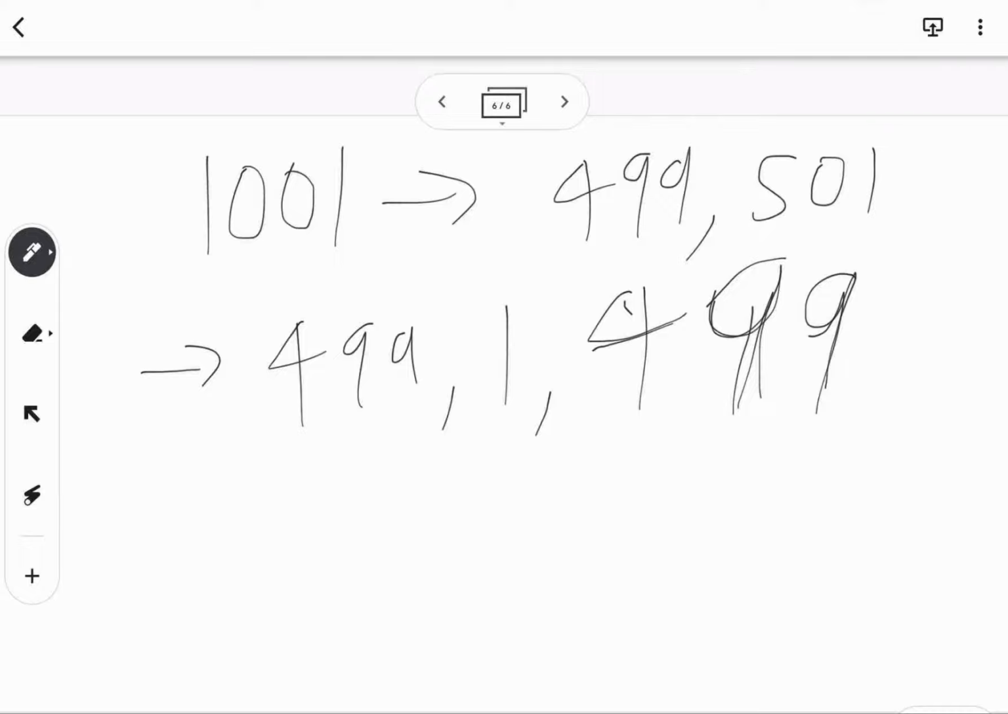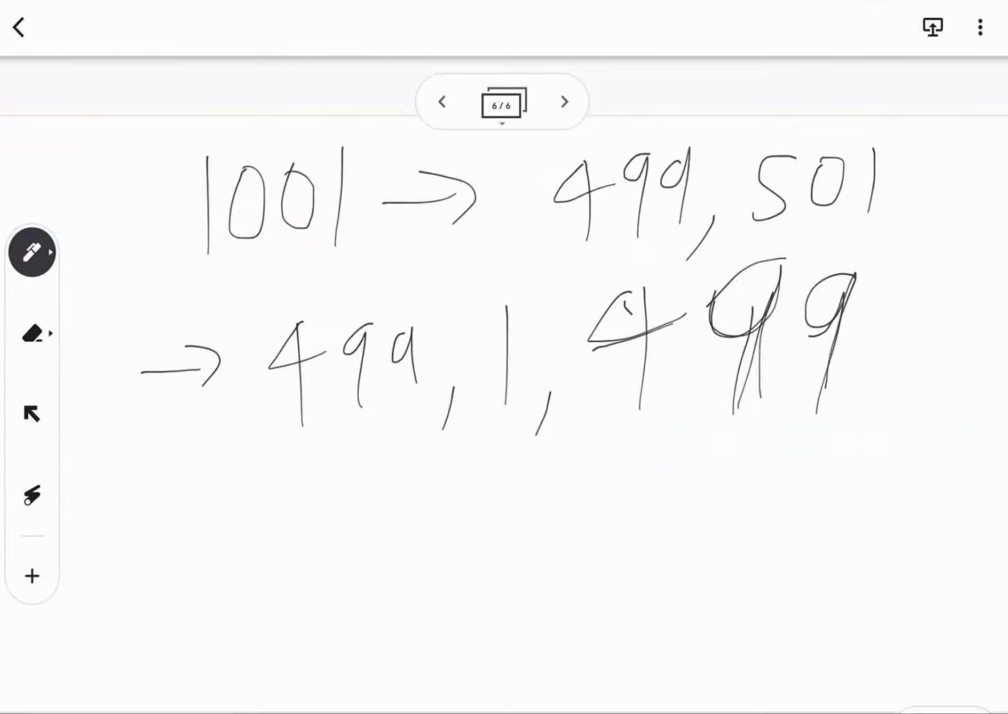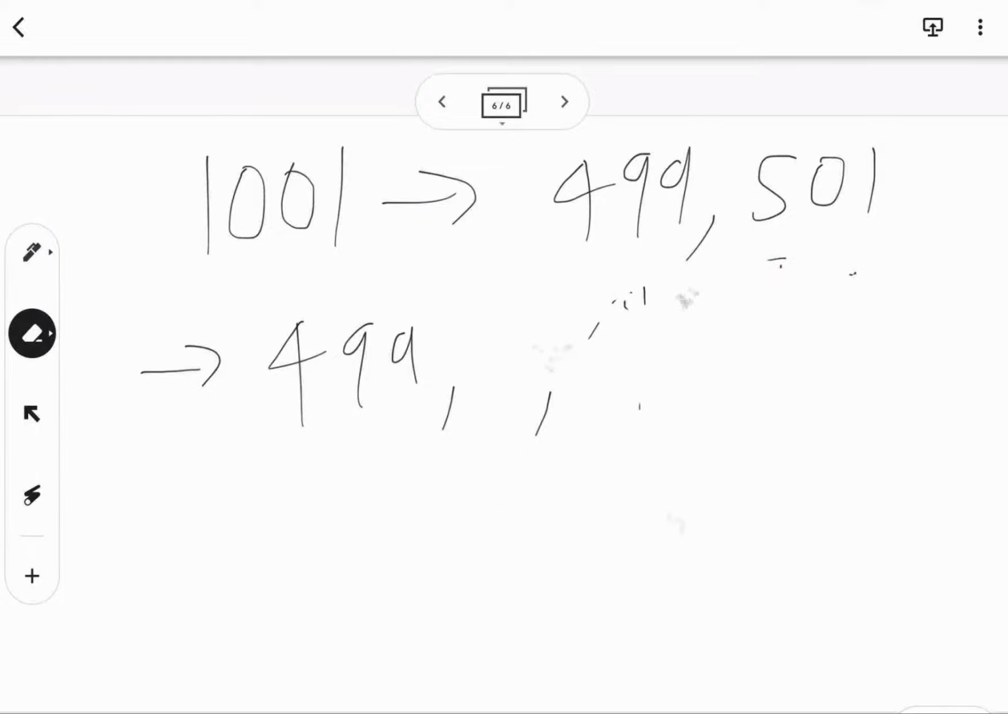Oh yeah, I forgot to write the question: can we have piles that are all threes? It doesn't specify the number of piles, but we just want to know, can we eventually have all the piles have size 3? So I guess a better example here would be, instead of making this 1, we should make this 3. So in this case, you would have 3 and you would have 497. And so the question is, can we make a bunch of 3s?